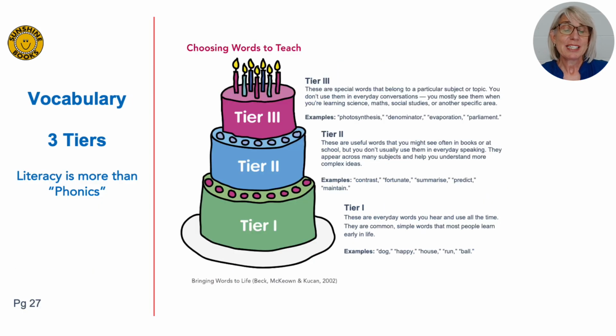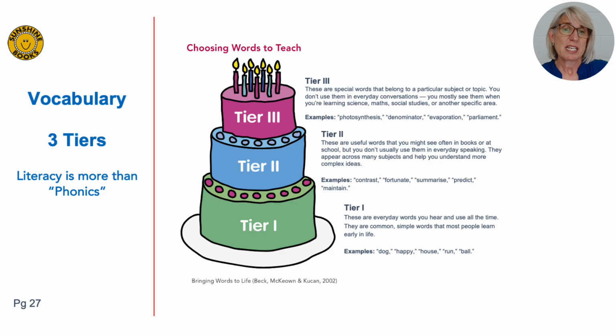As we know, literacy is more than phonics. Vocabulary knowledge is key to helping children understand what they read and gives them more options of words to select when writing. When selecting vocabulary to teach explicitly, it is helpful to know that we can separate vocabulary into 3 tiers. Tier 3. These are special words that belong to a particular subject or topic. You don't use them in everyday conversations. You mostly see them when you're learning science, maths, social studies, or another specific area.